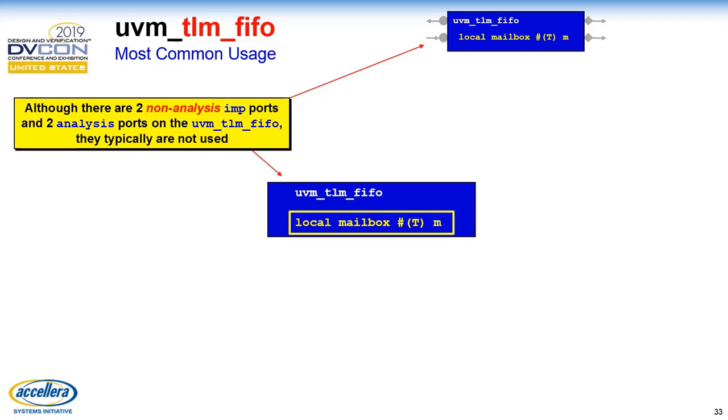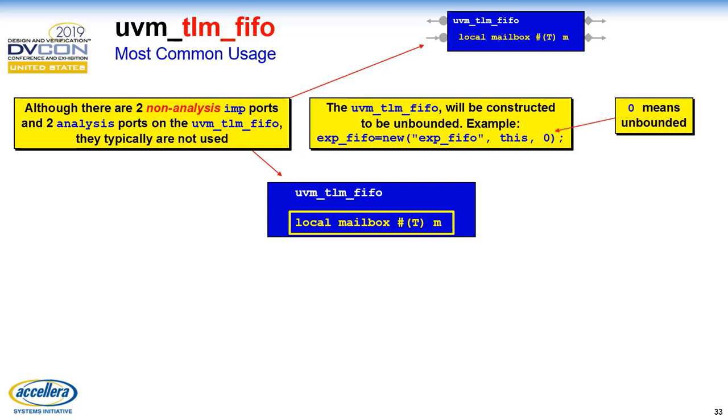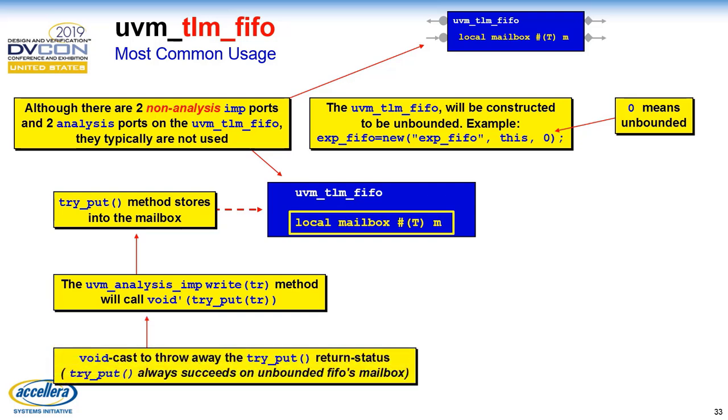Instead, what we'll frequently do is, first off, with the TLM FIFOs, by default, they're only 1 location deep. And so we create them with an additional argument, a 0, to say this is an unbounded TLM FIFO. Then we use the try put method to store transactions into the mailbox. And the try put will always succeed, but we need the try put because we had an analysis implementation port that required a write command, and the write command needs to push something onto the mailbox or the TLM FIFO, and it's going to use the try put command, which will always succeed because it's unbounded.